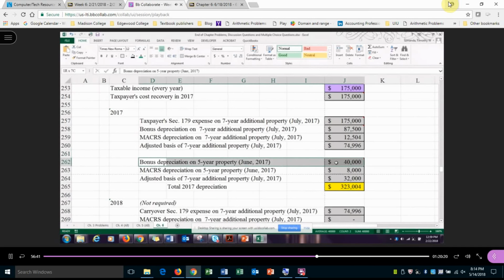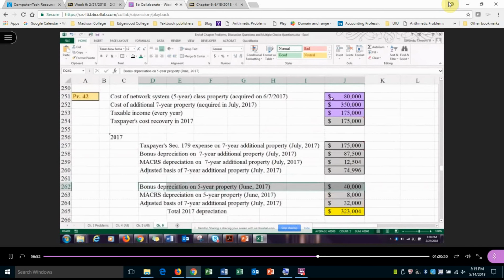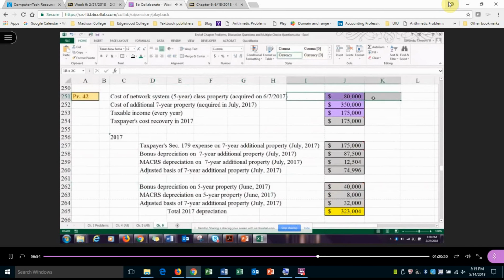However, we can take the bonus depreciation on this 5-year asset. And the bonus depreciation on this 5-year asset is going to take its cost, which in my data is a cost of 80,000, and then we get to expense half of that right away in the first year under the bonus depreciation. So of this 80,000 using my data, we're going to expense 40,000 right away.